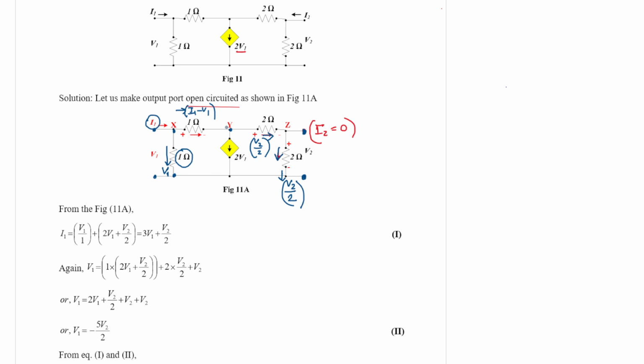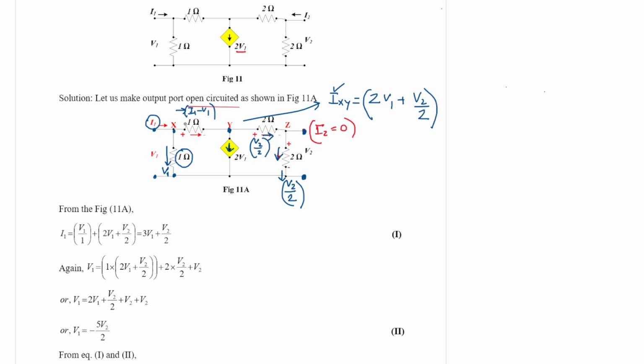So what will be IXY? The current flowing through IXY is nothing but 2V1 plus V2 by 2. Why is this so? Because whatever I am mentioning as I1 minus V1, which is IXY, is entering node Y. From node Y there are two currents leaving. One current is 2V1 and another current is V2 by 2. So IXY is equal to 2V1 plus V2 by 2.